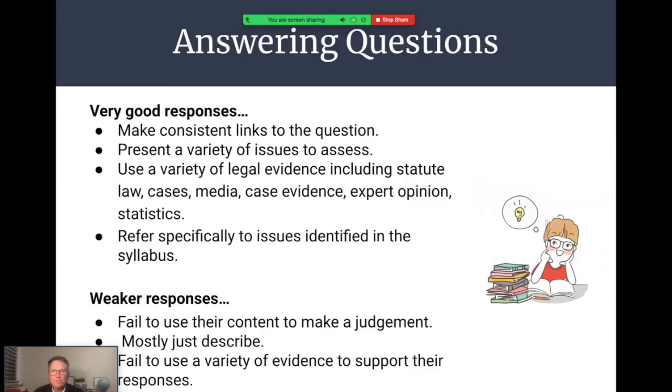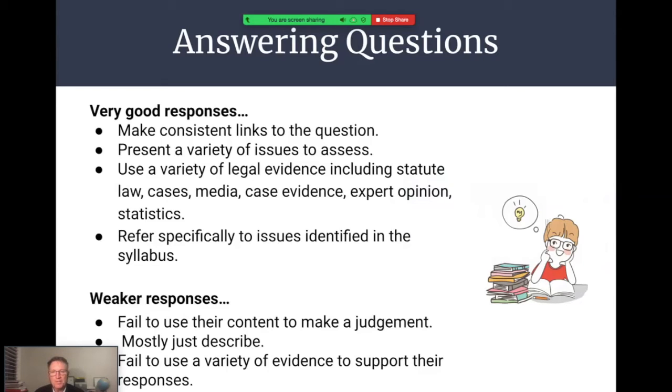Very good responses make consistent links to the question. We don't want you to just put out all the evidence and all the arguments and then, at the very end, link it back to the question. We want you to consistently link everything you're saying back to the question. One of the easiest ways of doing that is to make sure you're using the words from the question consistently in your answer.